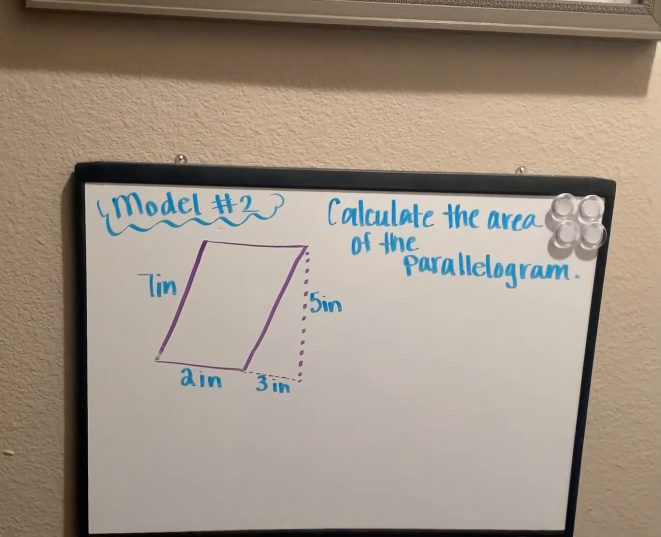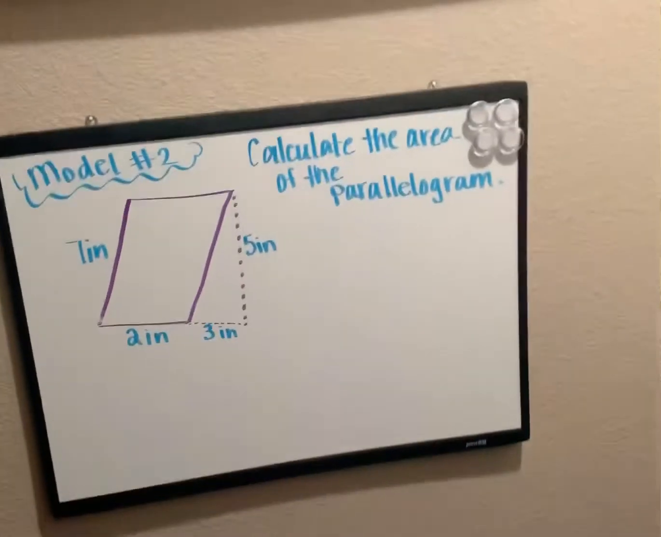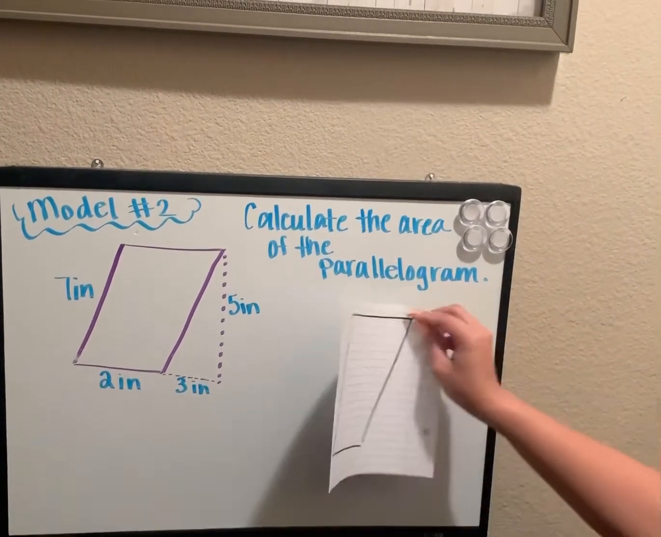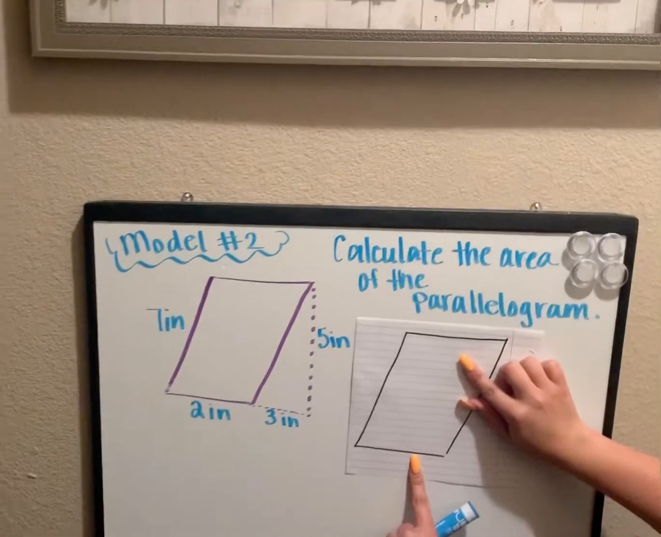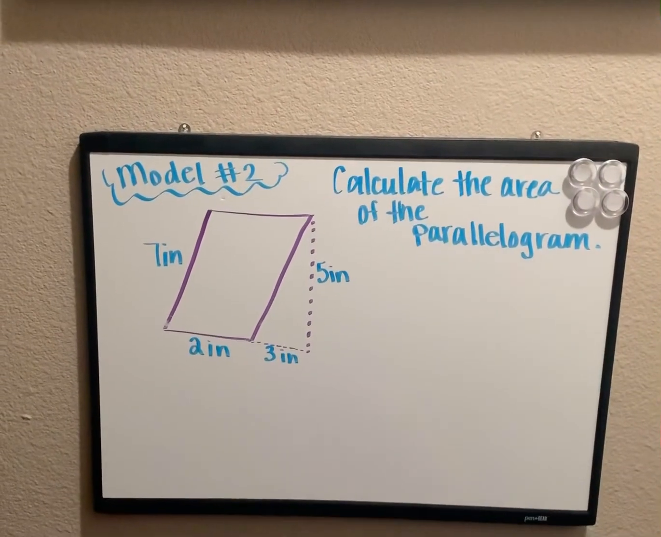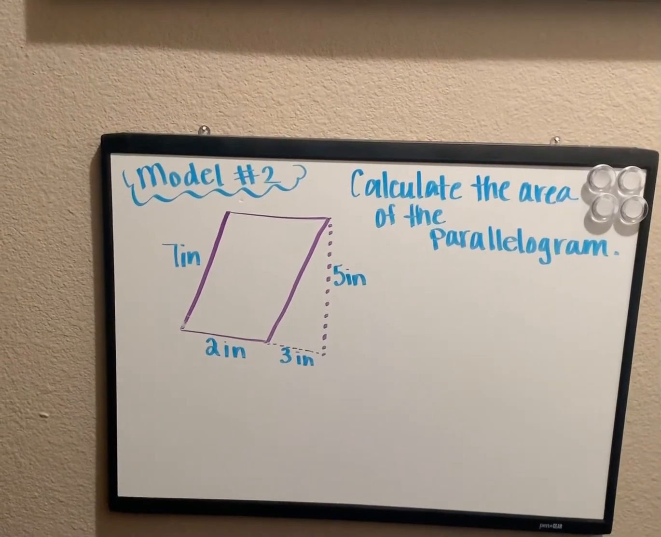So I see that when I trace, I can find my base, but I don't really see where my height is. So here's my shape. I know that my base is here, but I can't really tell where my height is. So now we're going to look at the dotted lines to find where the height is.